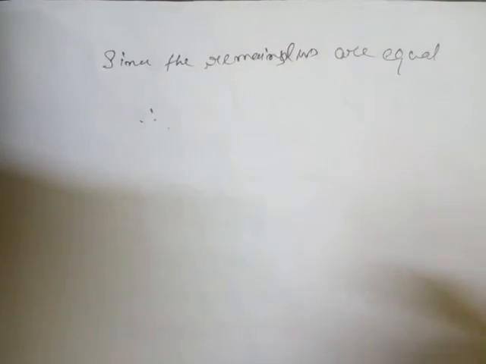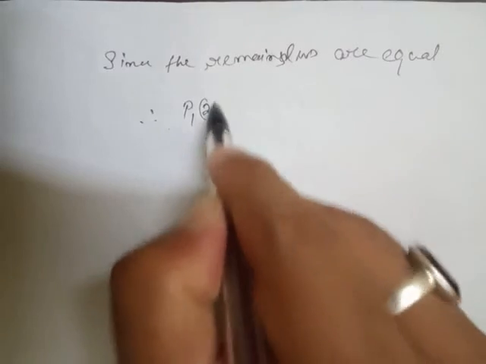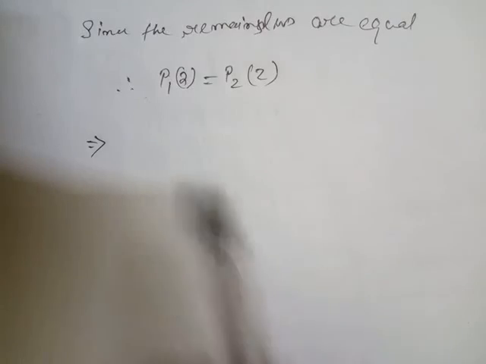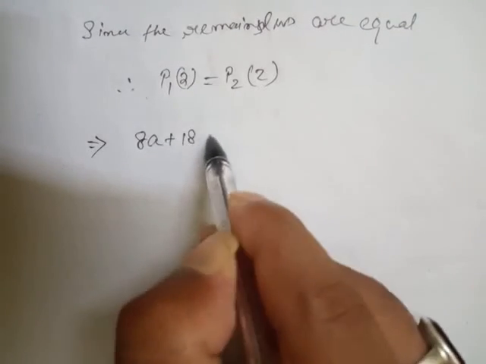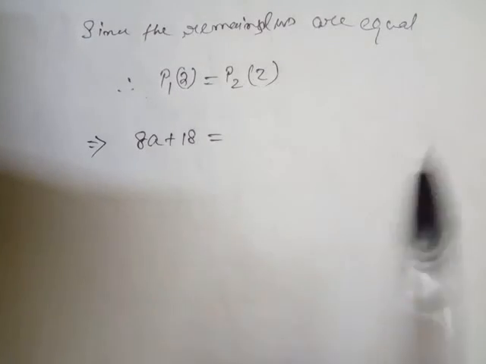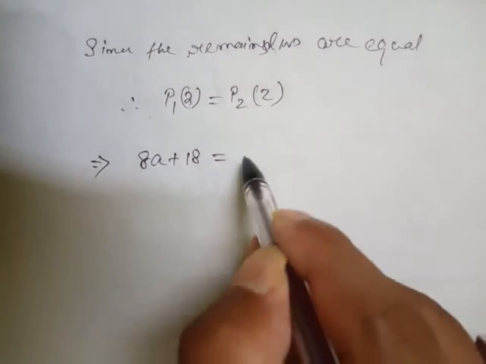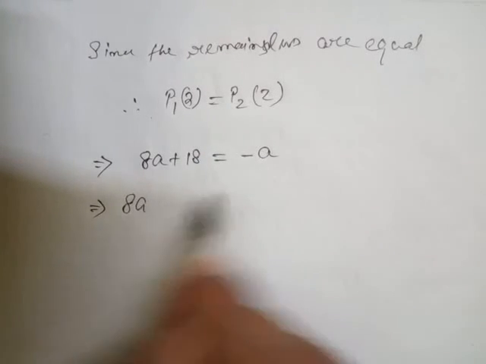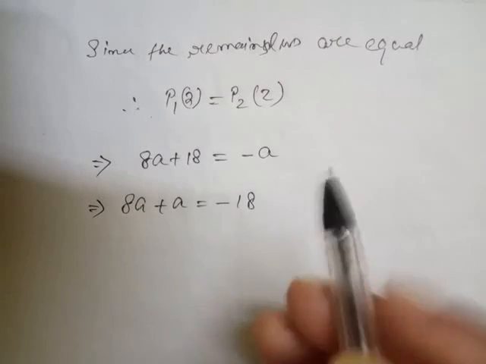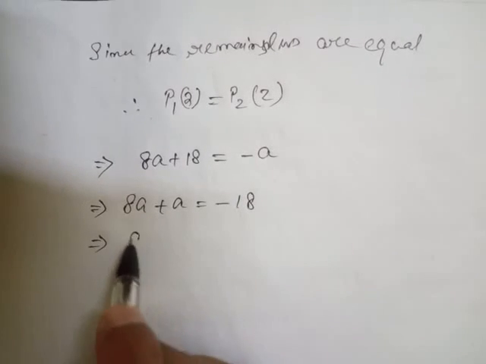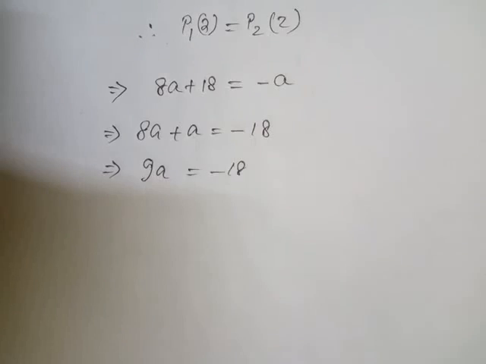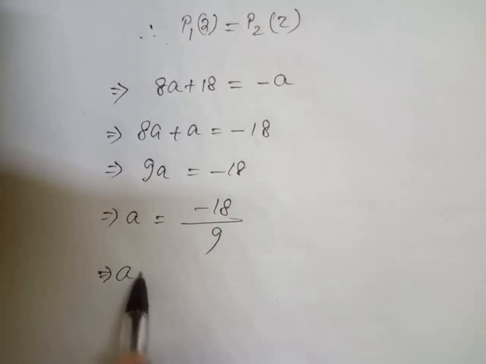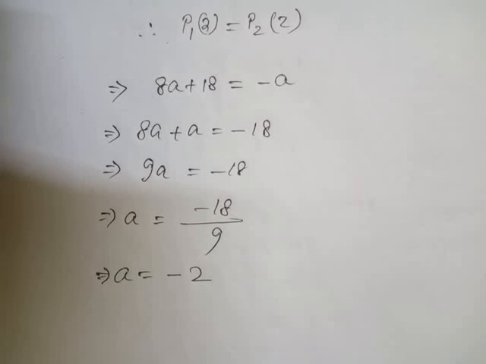Since the remainders are equal, we can say that P1(2) equal to P2(2). Now what is the value of P1(2) here? 8a plus 18. This is the value of P1(2), and the P2(2) value is minus a. Now we have to find the value of a. So 8a and a will be 9a, and this will be minus 18 if I change the side. Now there is 9a equal to minus 18. After that, students, a equal to minus 18 by 9. Go for the cancellation: a equal to minus 2. This is the answer of question number 7.